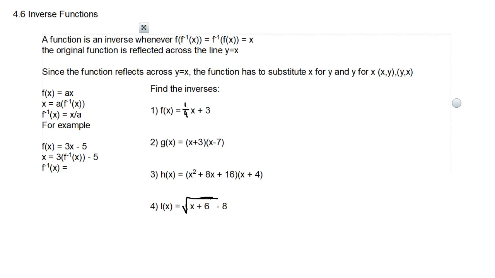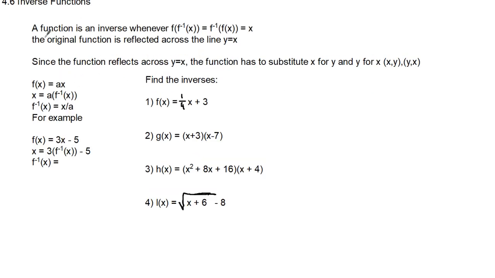Okay, welcome to 4.6, inverse functions. Today we're going to learn about inverse functions. In inverse functions, whenever you put the inverse into the original function, you will get back the input x. For example, f of inverse f of 4 will get you 4, because when you put the inverse of a function into the function, you get the number back.